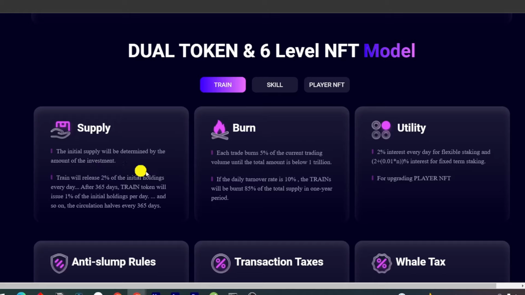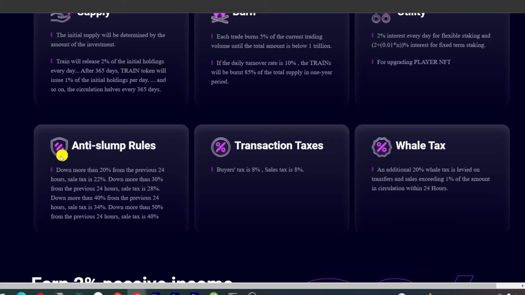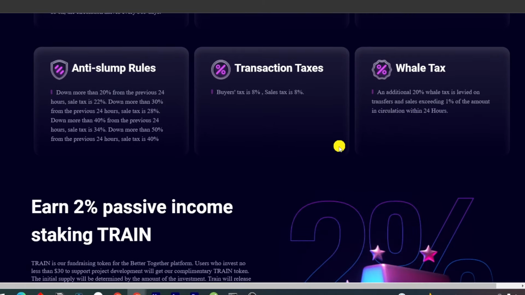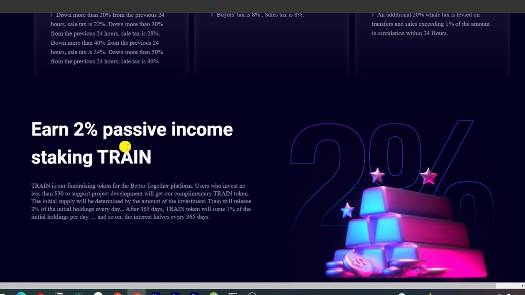You can see that they've got a quite limited supply explained here, and they're going to have a burn. Each trade is going to burn about 5%, and they're going to try to keep the total amount below 1 trillion. They're also going to have interest if you do staking with the token. They also have anti-slump rules where if the token is down, say, 20%, the sell tax is going to be 22%, and it starts to increase when the token starts to decrease. The transaction tax is going to be 8% for buy and 8% for sell. And there's a whale tax, so about 20% whale tax is going to be levied on sales and transfers exceeding 1% of the total circulation.